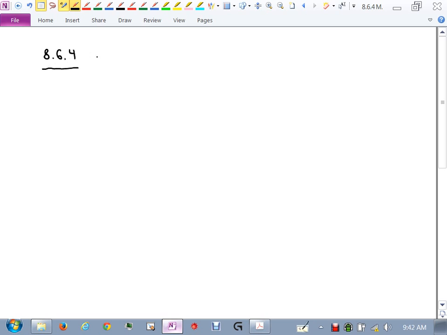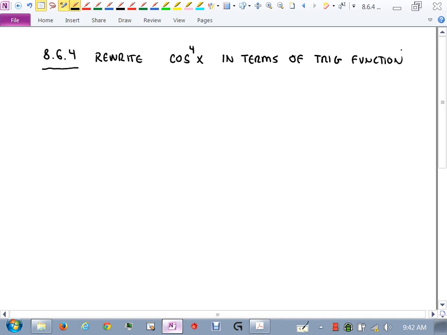8.6.4, rewrite cosine to the 4th x in terms of trig functions with powers of 1.